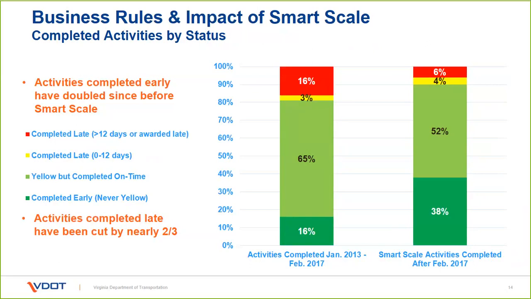So even though we've just got a year under our belt with the SMART SCALE project, we're seeing that it is having the desired impact of getting these projects completed earlier and finishing these activities early. I just wanted to give a little bit of a report out on these rules and how they're impacting us thus far.